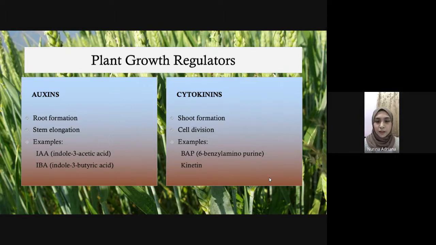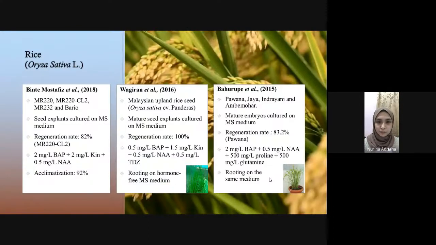Plant growth regulators are chemicals that we use to regulate plant growth. There are 5 groups, which are auxin, gibberellin, cytokinin, ethylene, and abscisic acid. Auxin induces root formation and cytokinin induces shoot formation. Auxin and cytokinins are by far the most important for regulating growth in plant tissue culture.